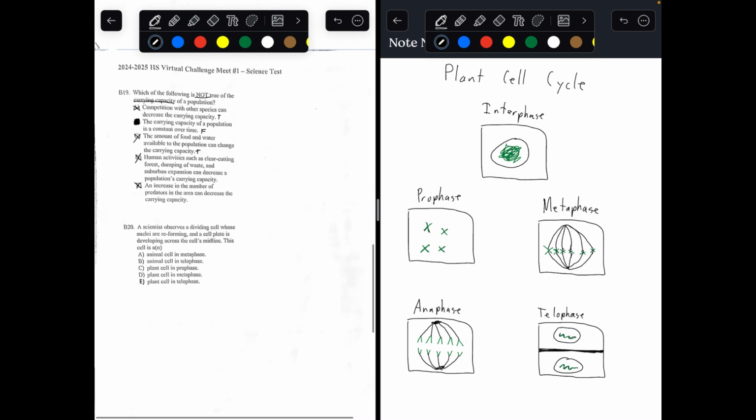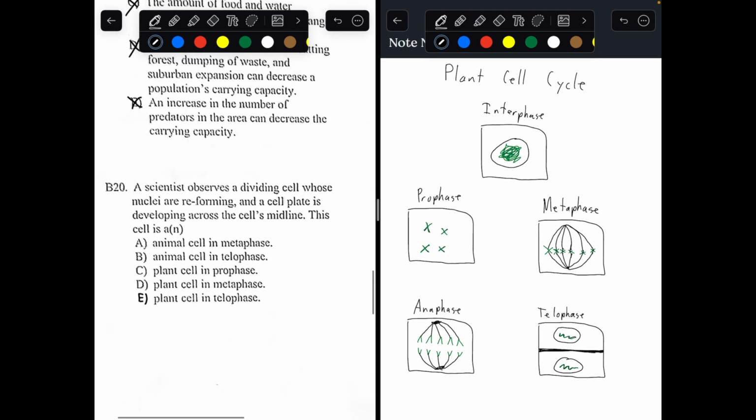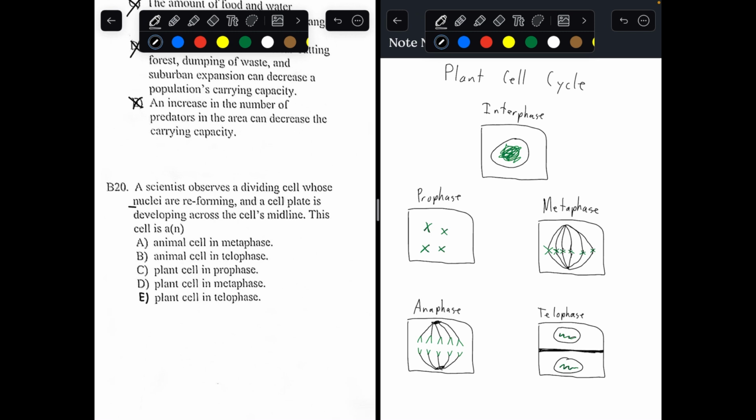Number 20. A scientist observed a dividing cell whose nuclei are reforming and a cell plate is developing along a cell's midline. What stage of the cell cycle is this cell in, and what kind of cell is it in? So we know that there's a cell plate. The cell plate is formed from cellulose and it runs across the cell. Because it's made out of cellulose, it's only found in plant cells. Cell plates are only found in plants. So A and B cannot be the right answer.